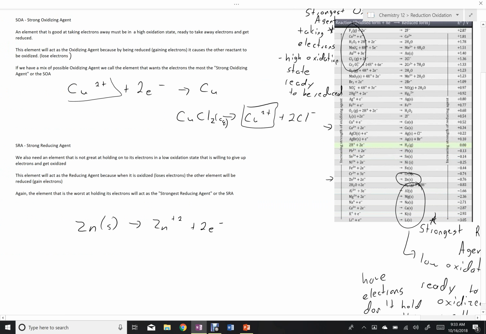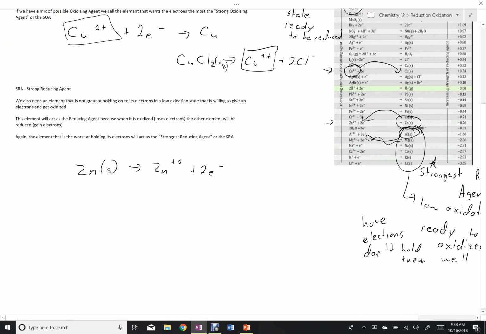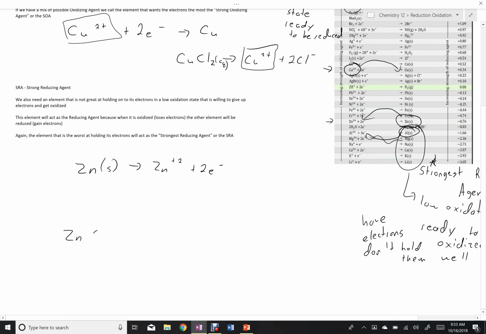This copper, who's strong at taking electrons, is right here. And this zinc, who's not very good at holding electrons, is here. Sorry, I meant to say zinc, not aluminum. So he's able to move backwards to this, and this copper is ready to move forward. And so this reduction oxidation reaction can happen. In the simplest sense, we know this reaction as the single displacement reaction, where zinc is taking the place of the copper in the solution.